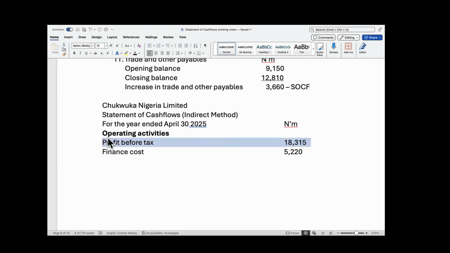Okay. And at that point, I will then go and treat it in my financing. Some people still treat it in operating and they will put it back in operating as an outflow. It's a little confusing. So I put it in financing where it belongs. So after I've clarified the finance costs issue, then I can make adjustments for non-cash items.